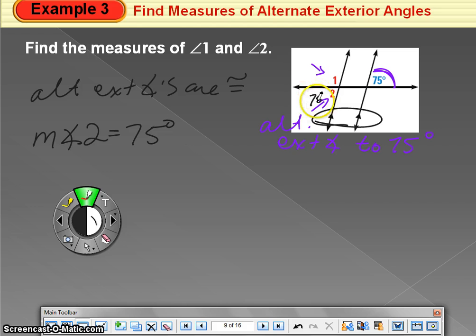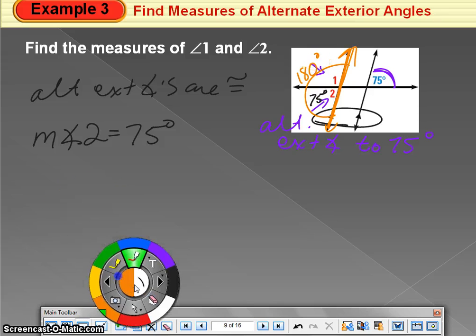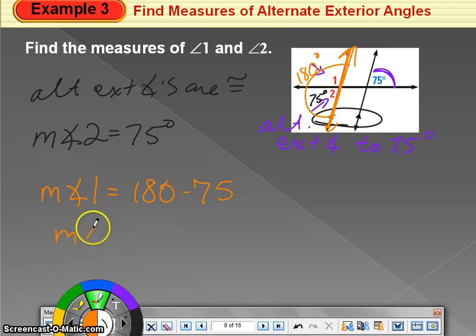So if I know that this is 75 degrees, then now I can do some work to figure out angle 1. Look at this whole thing. This is a straight line. How many degrees make a straight line? 180. So then the measure of angle 1 is going to equal 180 minus 75. So the measure of angle 1 should equal 105.